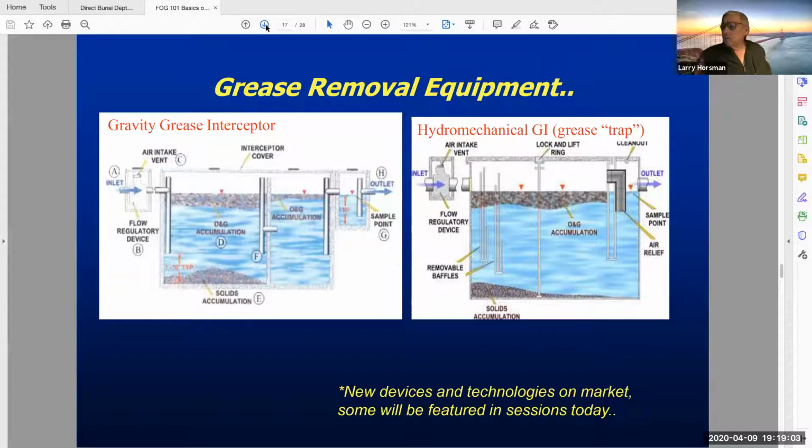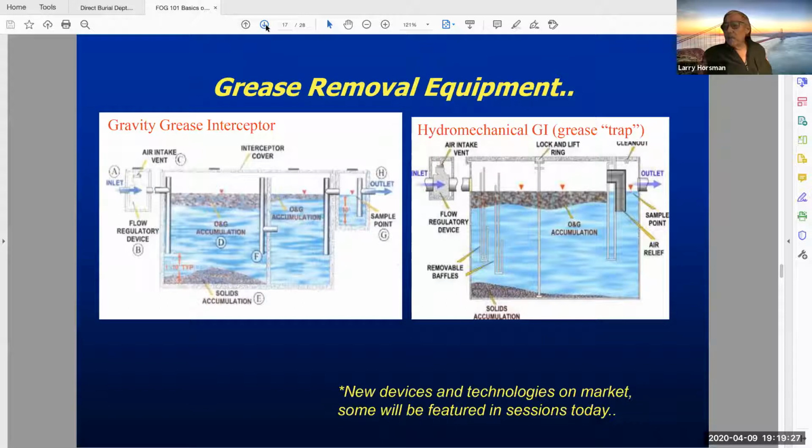So I think we had one that was 10,000 gallons. Wow. Maybe it was for the honor camp outside their kitchen. The hydromechanical ones work a little bit differently, but generally they're quite a bit smaller. But they're not cheap. Either way, they're not cheap.